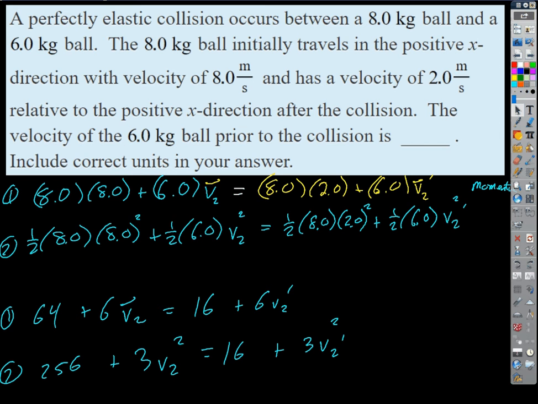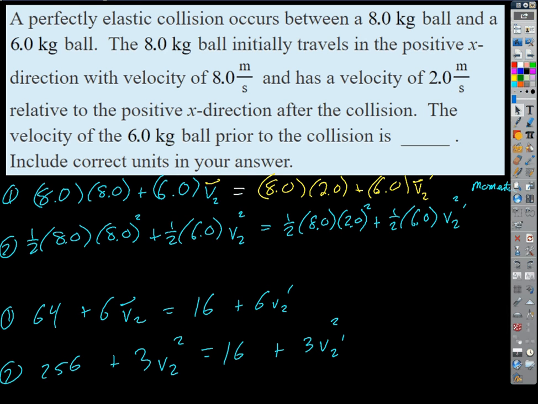So then we know that we have an 8 kilogram ball traveling initially in the positive x direction at 8 meters per second, and it ends up with a velocity of 2 meters per second in the positive x direction, right? The 6 kilogram ball is initially, wasn't it at rest? No, we don't know. We don't know anything about the 6 kilogram ball, but we want to know what its velocity was prior to the collision. Okay, it does not seem like enough information, but it is, right?